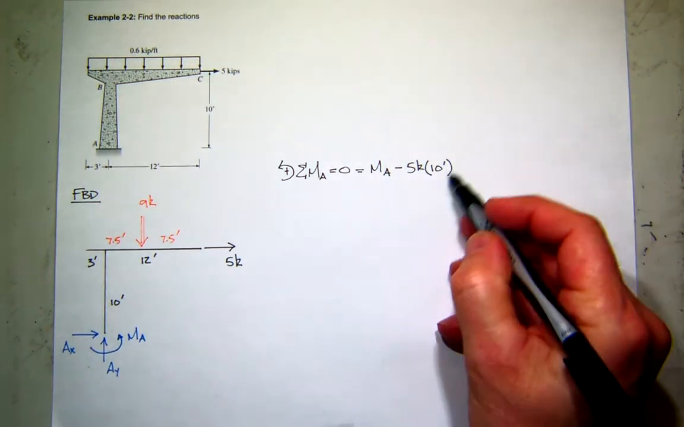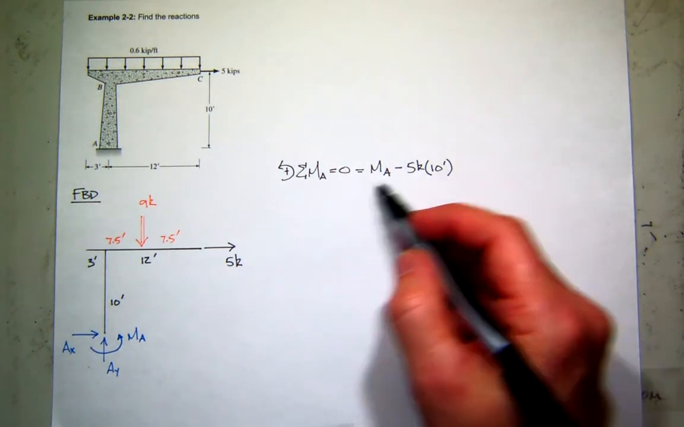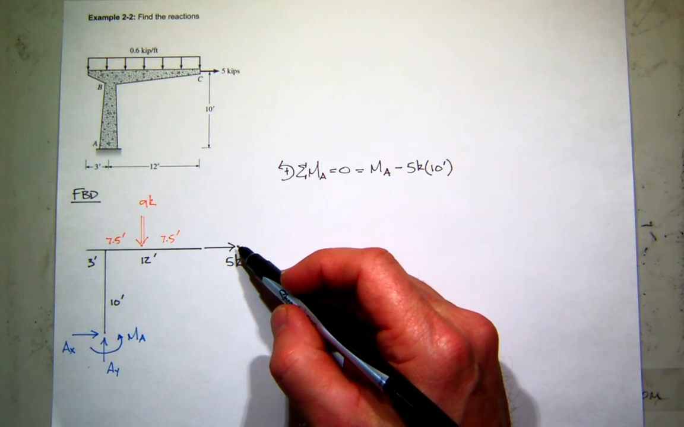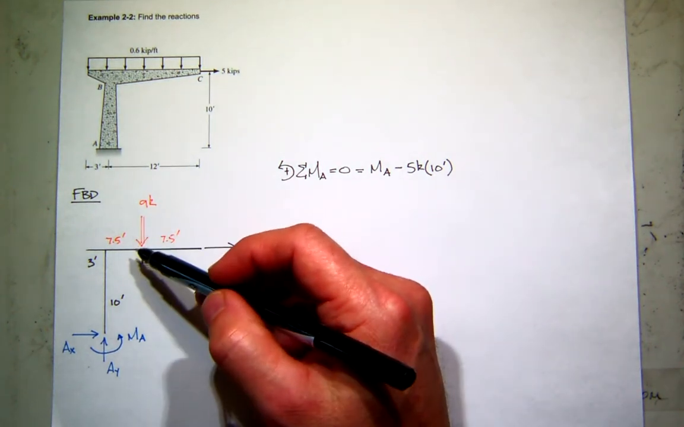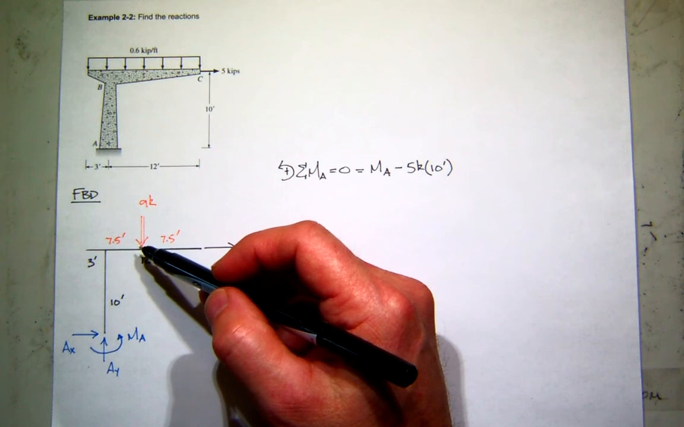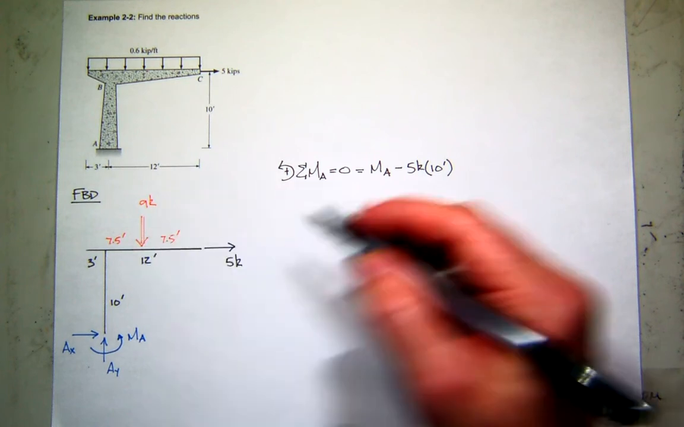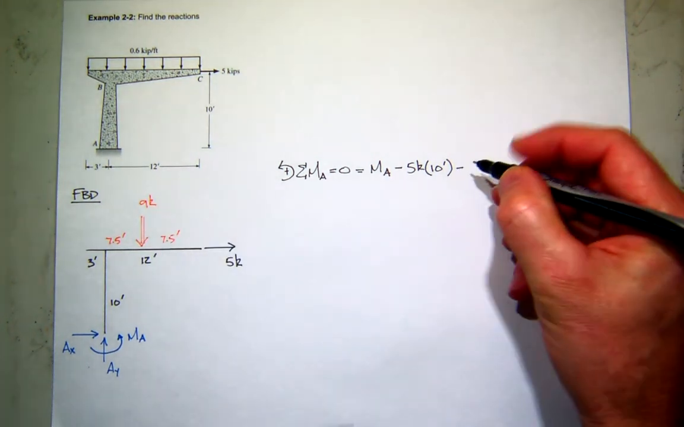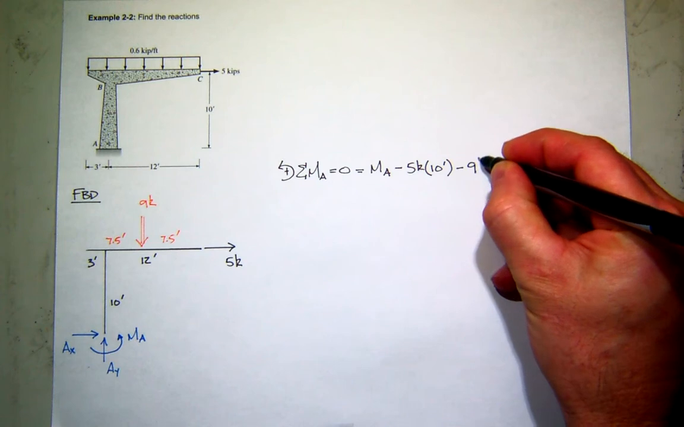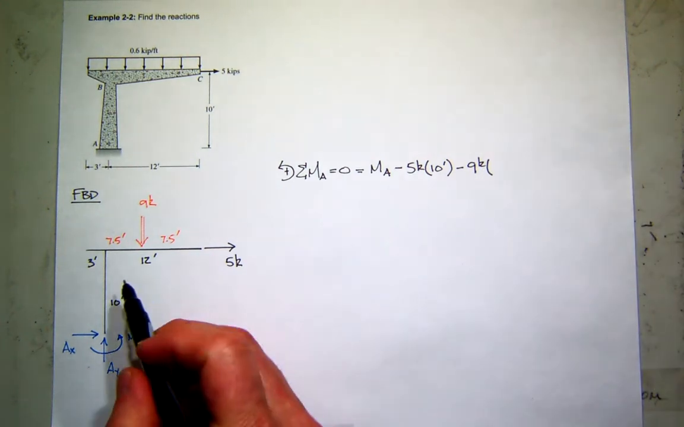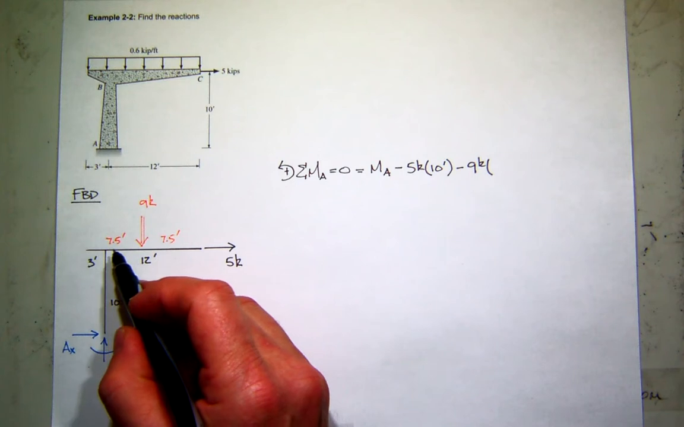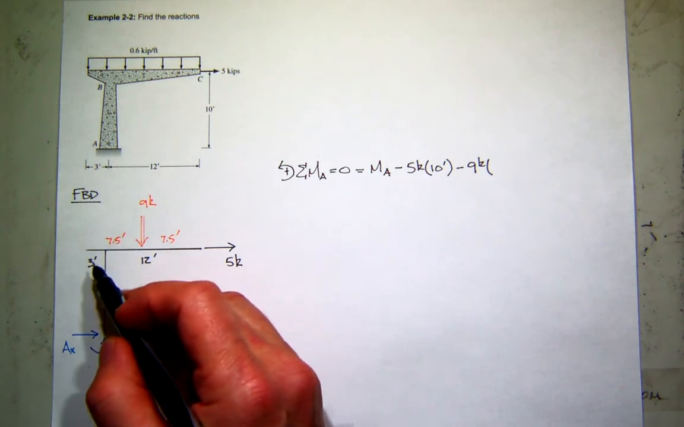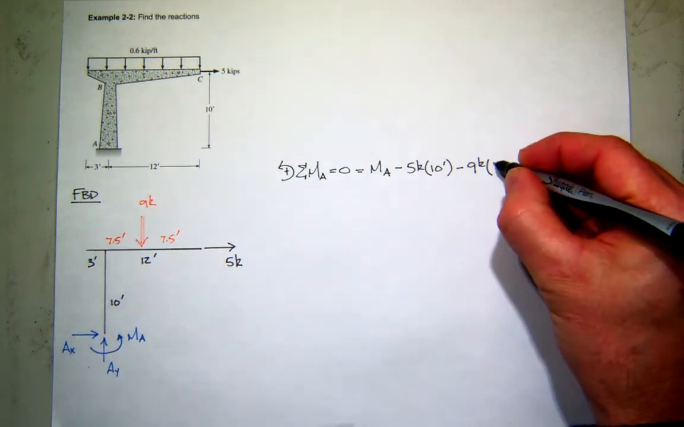So there's the moment about A due to the applied force. Now what about the concentrated equivalent force? Is it going to create moment about A? Yes. Positive or negative? Negative again. So it's going to be a negative moment. The force is 9 kips. What's the distance between A and the line of action of the force? It's this little distance right here. It's going to be 7.5 minus 3, or 4.5.